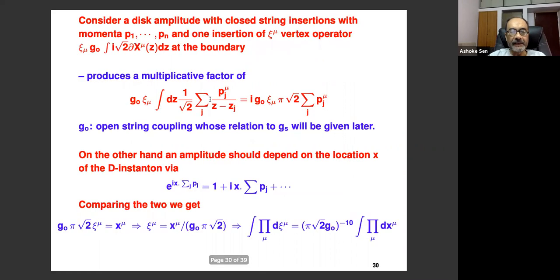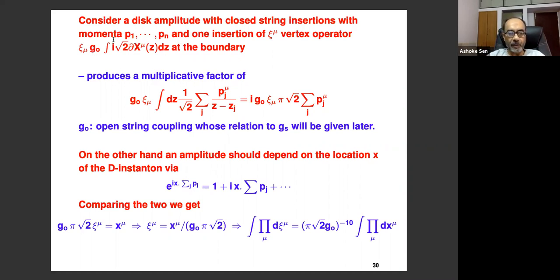So let me give the principle. What we do is we calculate a disk amplitude with some closed string insertions. Closed strings of course can carry momentum. And one insertion of the xi mu vertex operator, and the xi mu vertex operator with this normalization is given here. So you put an explicit factor of xi mu, with the vacuum expectation value of xi. Then this is the open string coupling constant. This has some specific relation to G string that I'll mention later, but roughly this is some constant times the square root of G string.